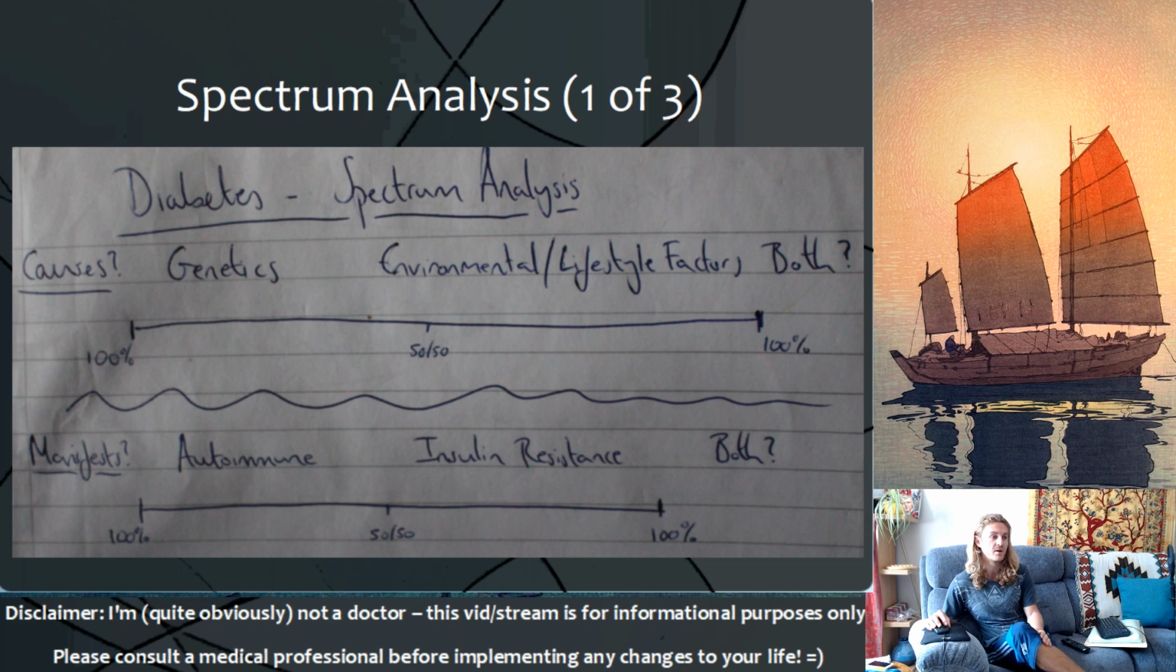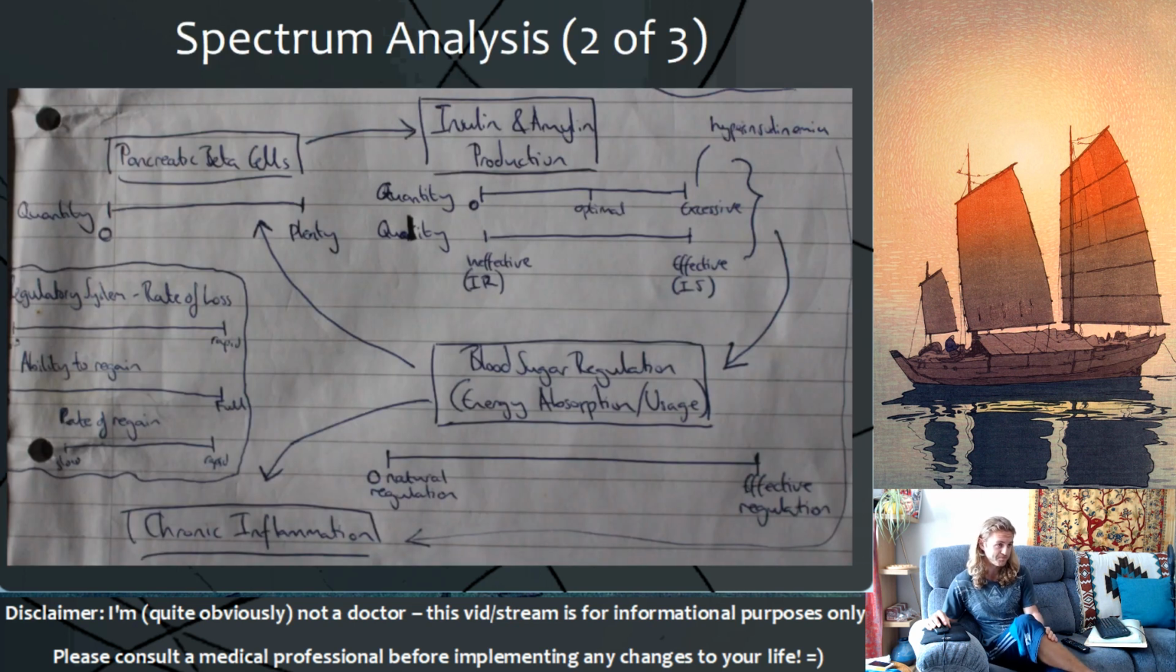Whereabouts do we lie? Everyone lies at a different point in this spectrum. How it manifests itself, is it something to do with an immune system response, an autoimmune response, or is it to do with the fact that our cells aren't receptive to insulin, aka insulin resistance, or is it both? Again, everyone will lie at some different point along the spectrum. This is the vicious cycle I just spoke about in a bit more of a visual representation, so it makes more sense. So the pancreatic beta cells are what produce insulin. The quantity is obviously from very little to enough or plenty.